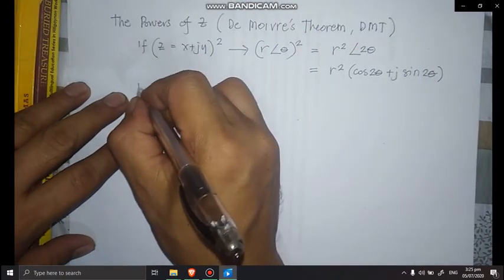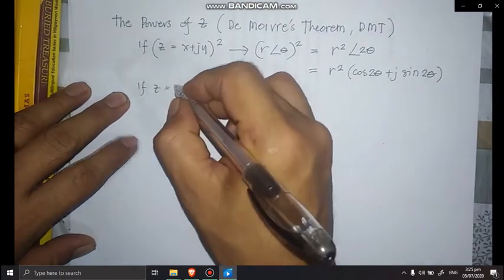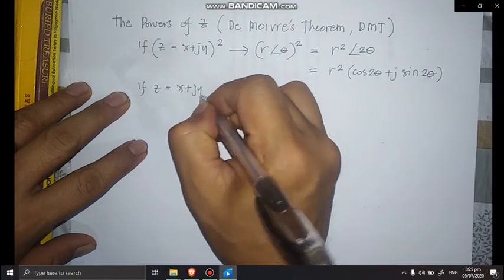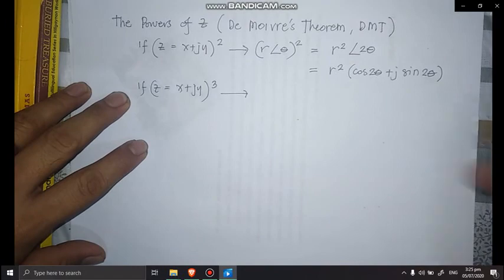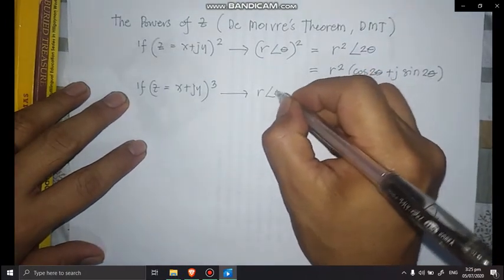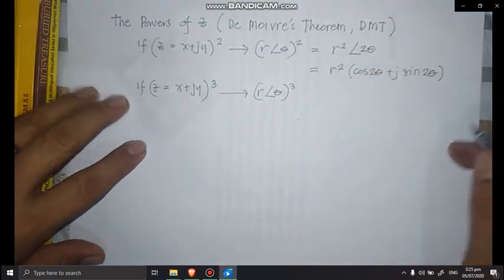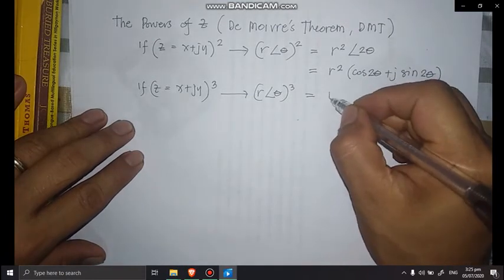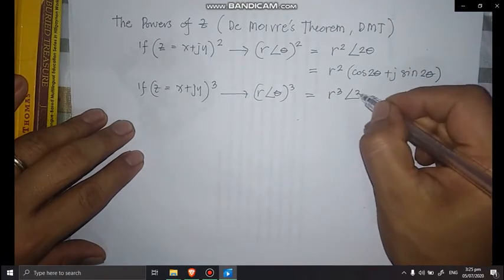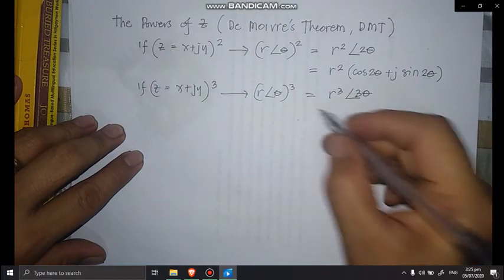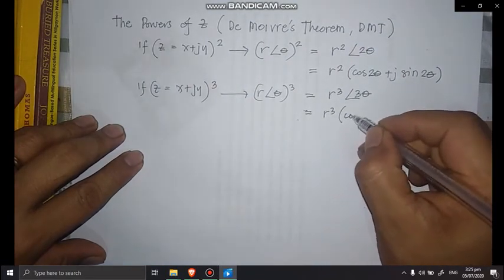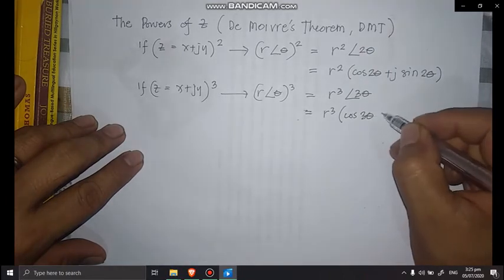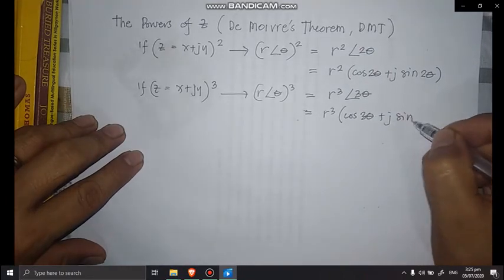Now, if we are going to raise z equals x plus jy to the power of 3, that is the same as r angle of theta raised to the power of 3. That becomes r cubed angle of 3 times theta, or in r cis theta form, that is r cubed multiplied by cosine of 3 theta plus j sine of 3 theta.